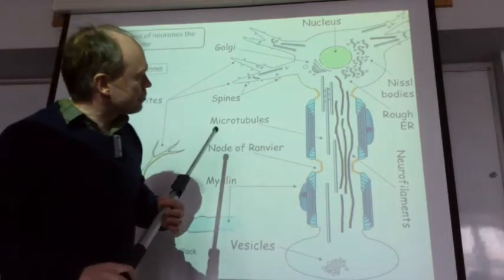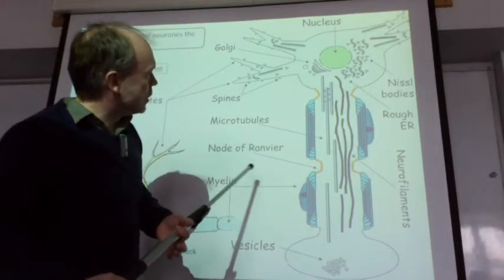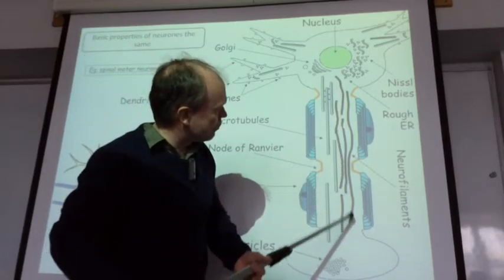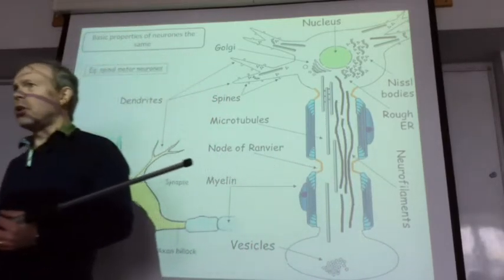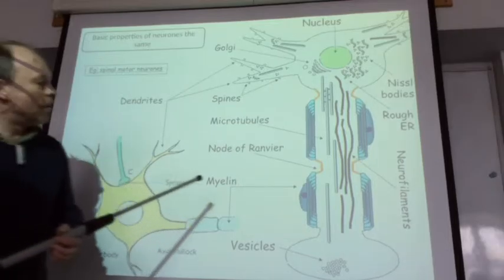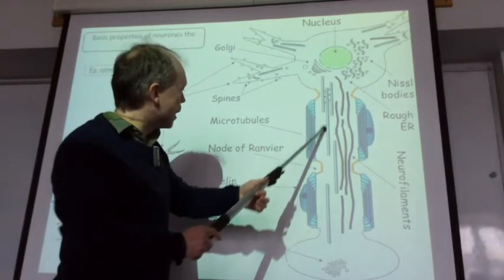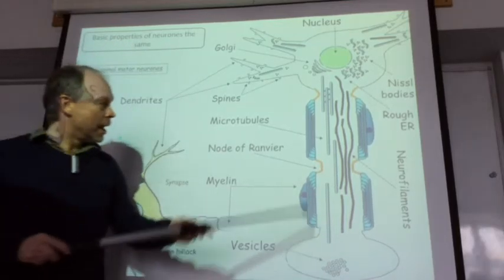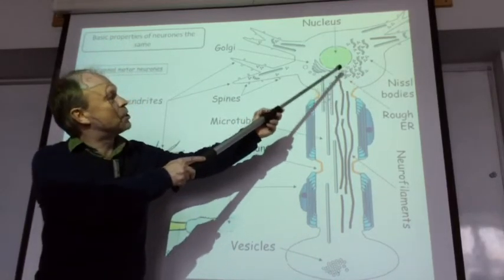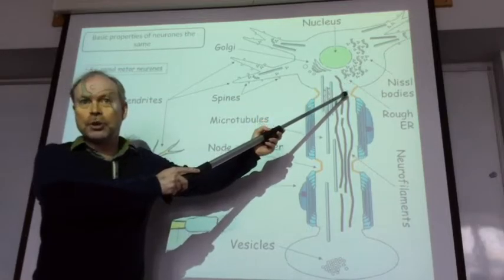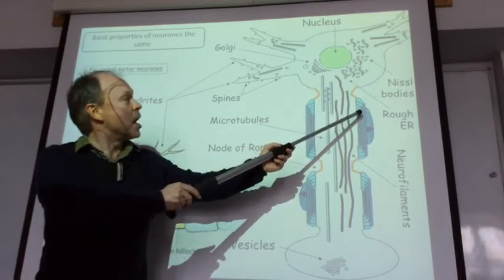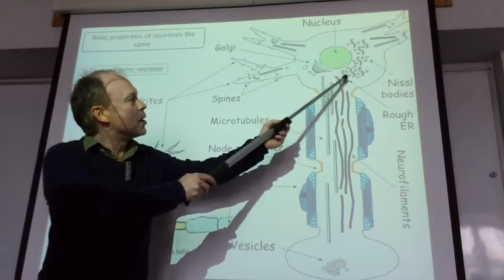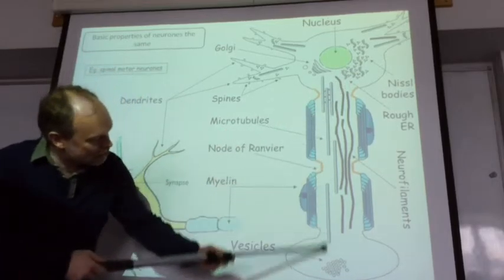You have neurofilaments, which are important for the structure of the nerve, and you have microtubules, which are like a highway for driving vesicles up and down. And one of the things neurons do is produce neurotransmitters. That's how they communicate with other neurons, with their friends. They package it into vesicles and transmit it down the cell.